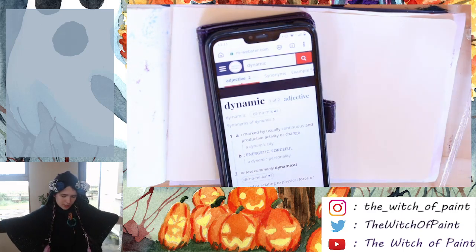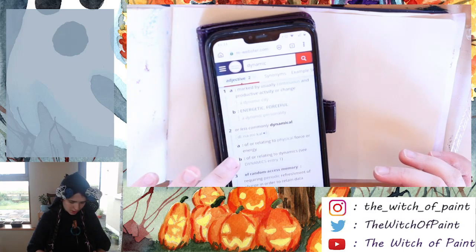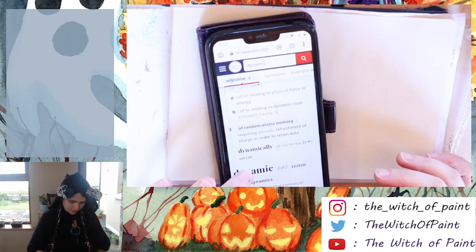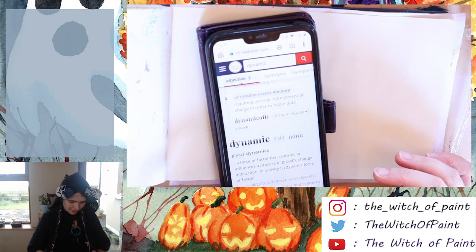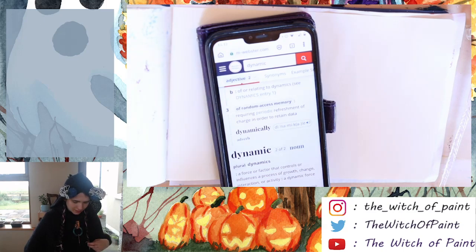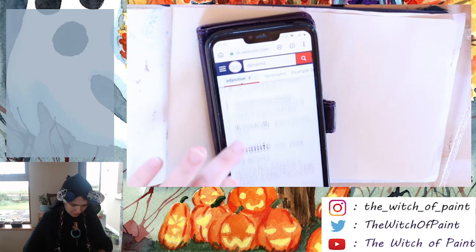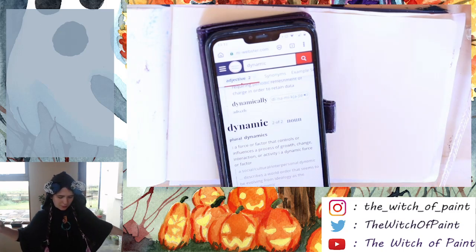Continuous or productive activity of or relating to physical force or energy. Requiring periodic refreshment of charge in order to retain data. That's not the kind of dynamic we mean. A force or factor that controls or influences a process of growth, change, interaction, or activity. A dynamic force or factor.